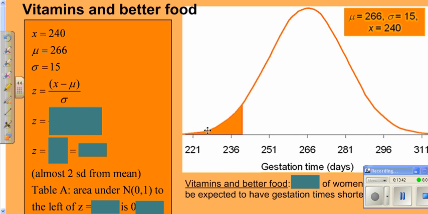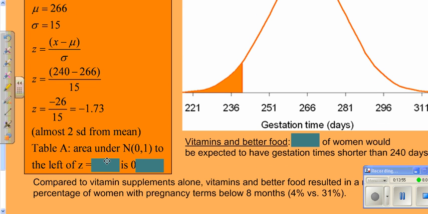So let's go ahead and do that also for the vitamins and food. Our mean there was 266, standard deviation 15, so we plug that into our z-score formula, subtract the top, go ahead and divide, and we get a z-score of negative 1.73. So in the table in the back of the book, go to a negative 1.7 in the far left-hand column, then go to the 0.03 column, and where those two overlap, you end up getting only about 4%.